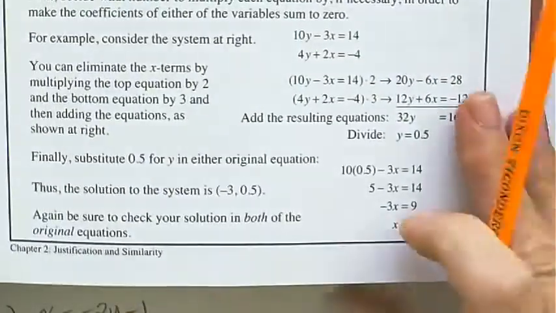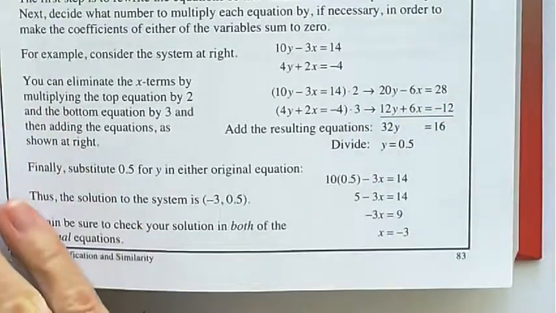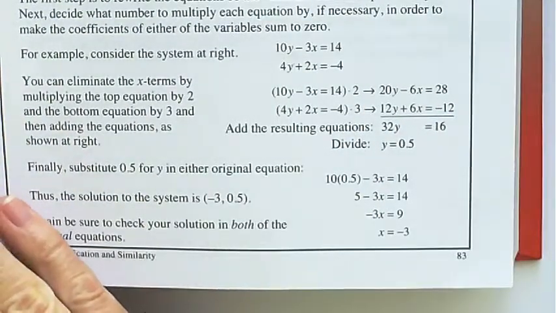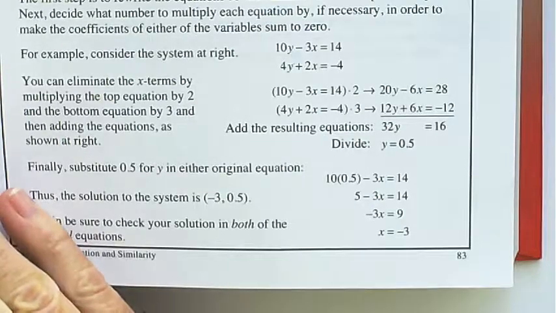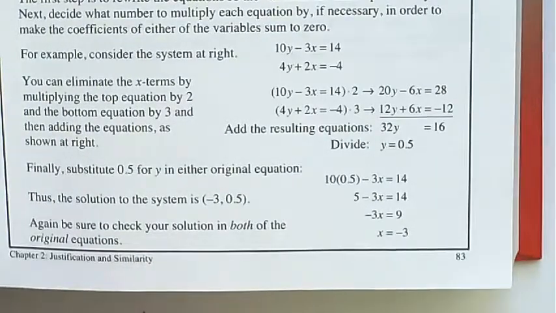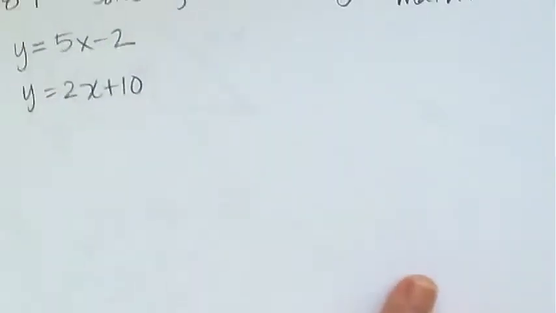And then the last one is setting them equal to each other, which I'm noticing they don't show an example of in this math notes, and that's what we're going to do on this very first one.